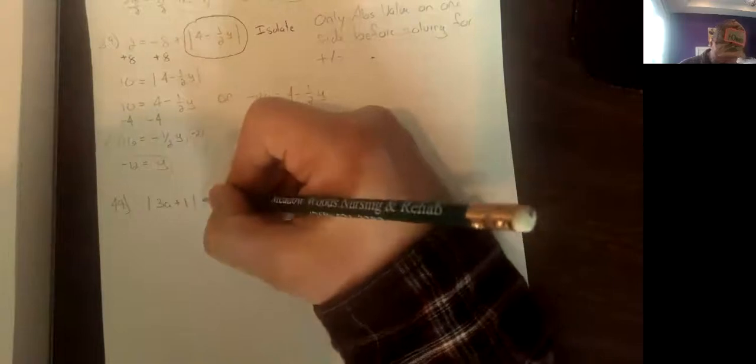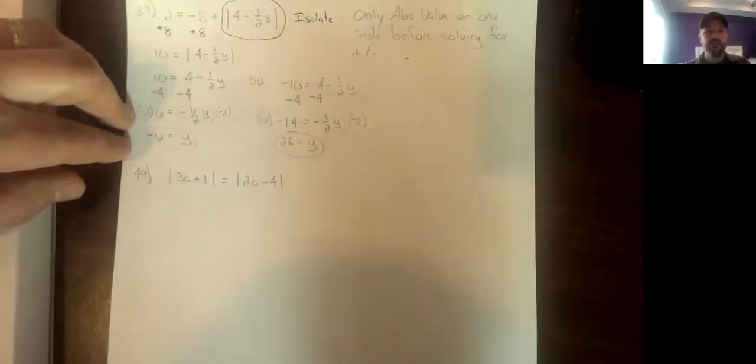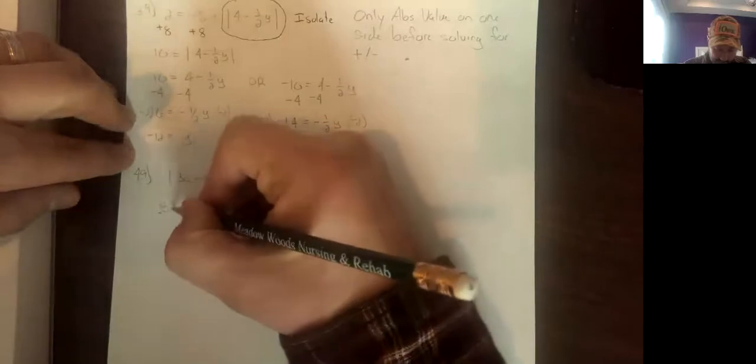Okay, so 49 is the absolute value of 3a plus 1 equals the absolute value of 2a minus 4. They give us two absolute values. Basically, the rule of thumb that I mentioned in class: choose one side, make it positive, make it negative. That's all you have to do. It doesn't matter which side you choose. I usually take the left and keep it the same.